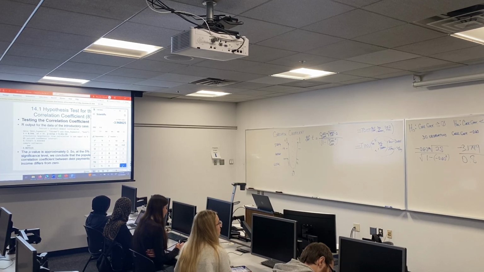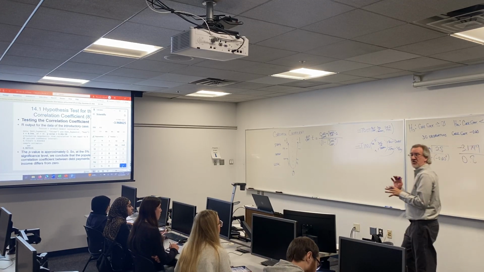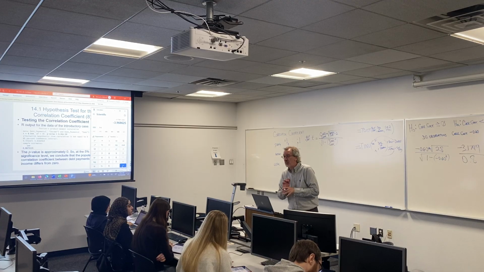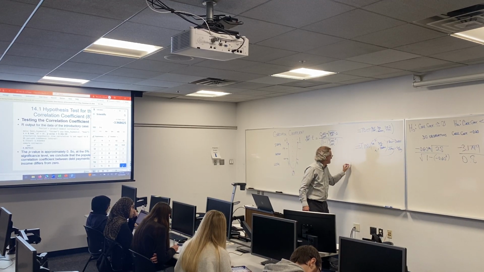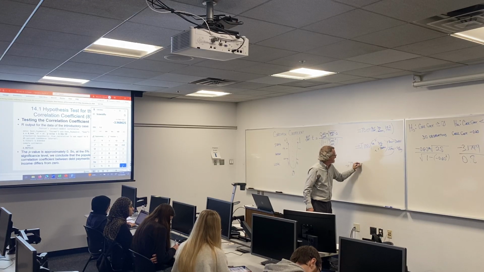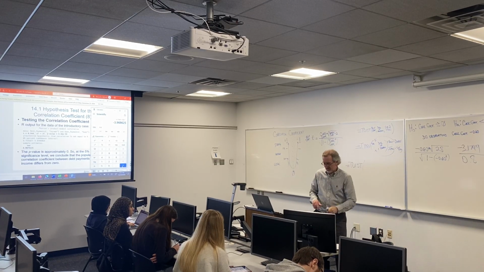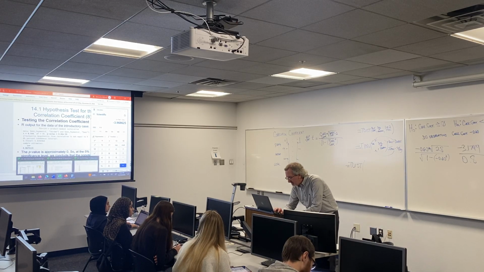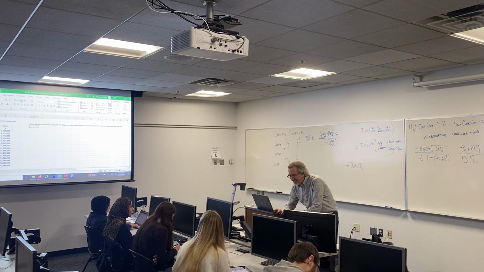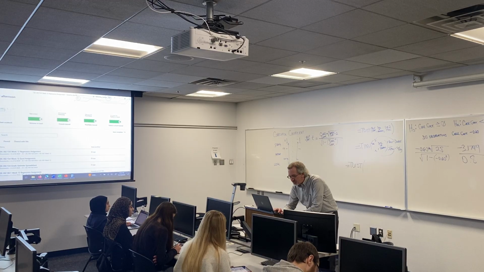Negative 3.9. Now if I'm saying use the p-value approach, here we go. Equals T.DIST, parenthesis, negative 3. And you never put a negative. Never. Drop the negative. Don't forget, you have to drop the negative.